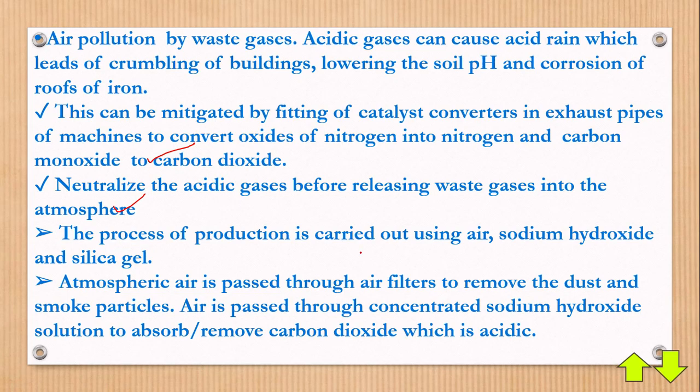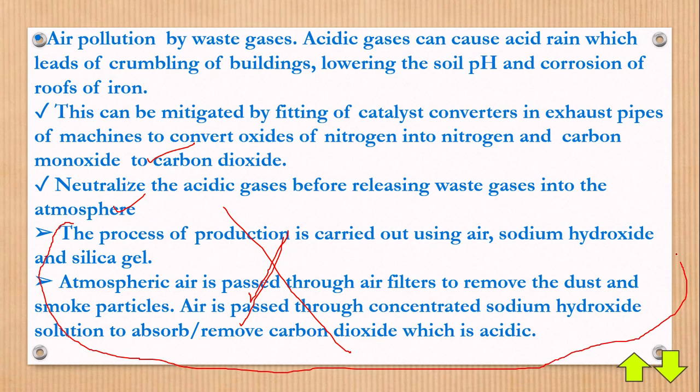Now, the process of production is carried out using air. In fact, this has been a repetition. This JoyoShare software, which we use in making this work, I think, when the network is not okay, you realize that it pops up some other work, but our whole stuff remains there.